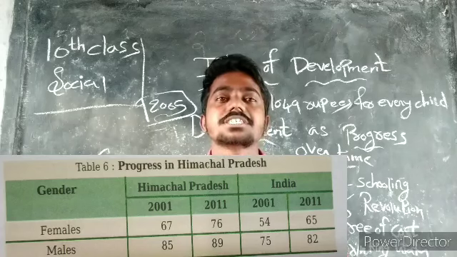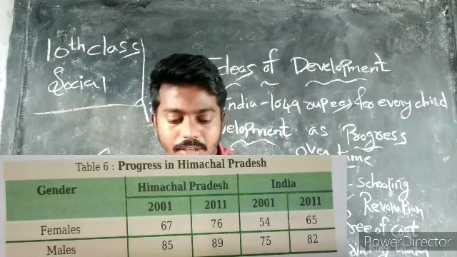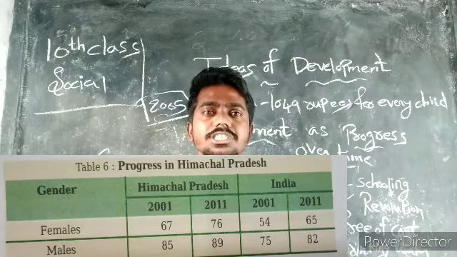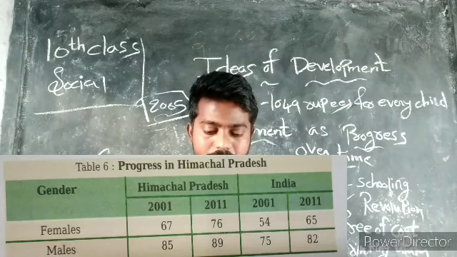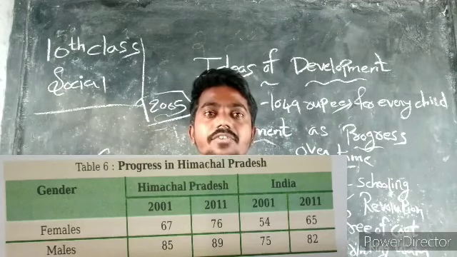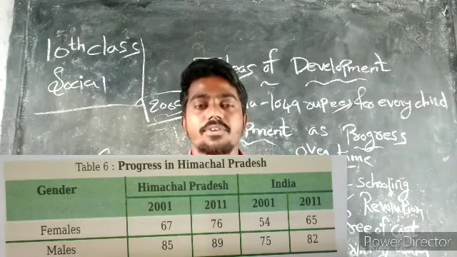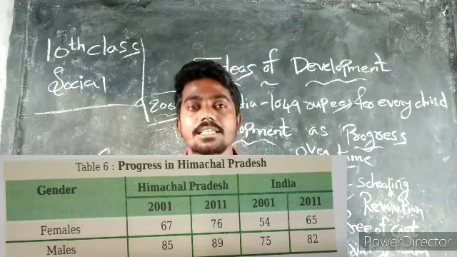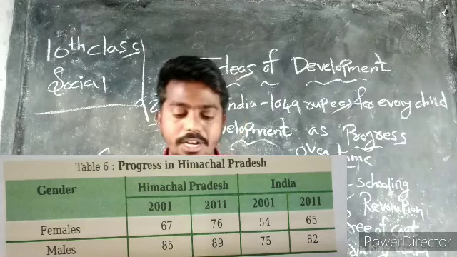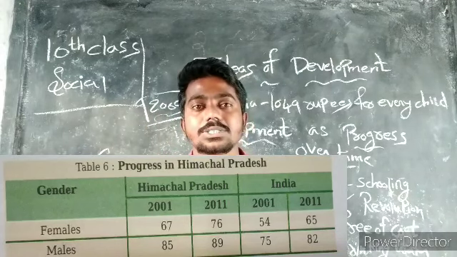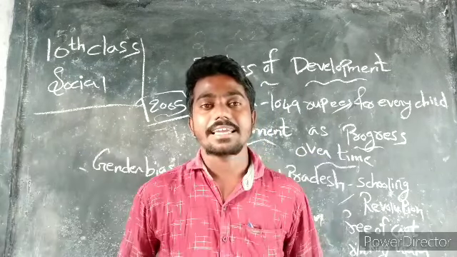If you look at Himachal Pradesh in 2001 and 2011, female literacy increased from 67% to 76%, and male literacy also increased from 85 to 89%. Look at India: in 2001, 54% for females, which increased to 65%. For males, 75 to 82%. See how the comparison stands between Himachal Pradesh and India.